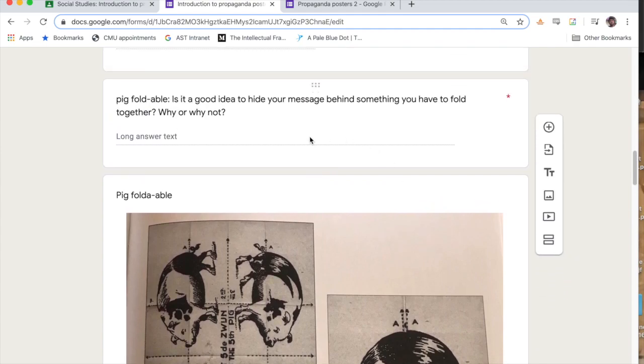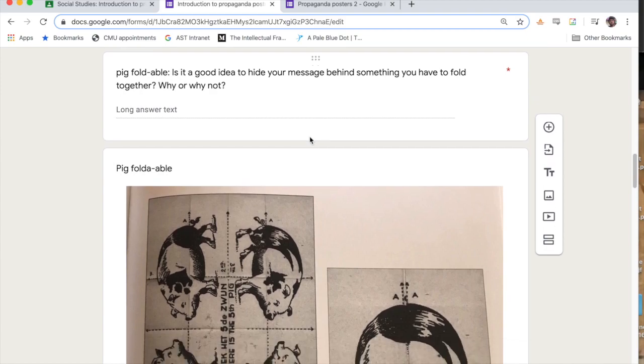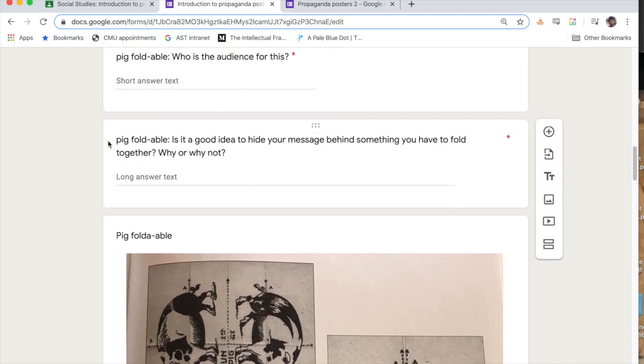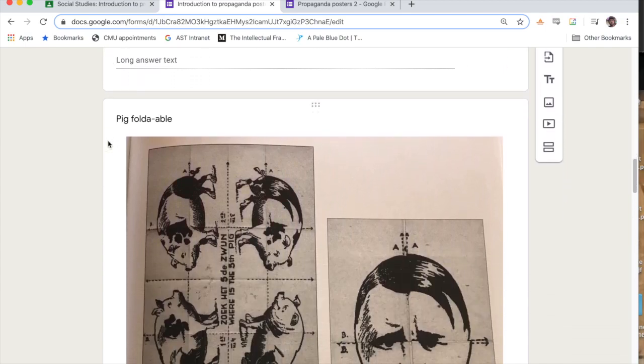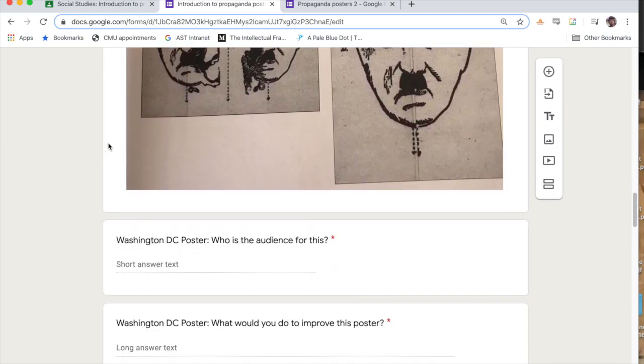I also got a lot of good answers on this. Some people said, if you hide your message, then people won't see it. Other people said, if you hide your message, that's a good thing, because if you don't want someone to see it, they won't. And when people do see it, it feels more special and they remember it because they had to do something. Like I said, most of you did well with this one.